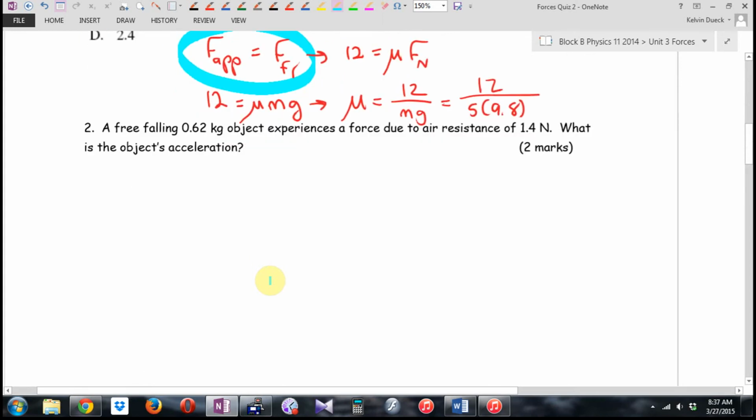Number 2, a freely falling object experiences a force due to air resistance of that. What's its acceleration? Any thoughts on how I might want to start this? I think I'm going to do a free body diagram. There it is. What are the forces acting on it as it's in free fall? Get the obvious one. Gravity. What else? Well, this question mentions one more. Air resistance. Which way am I going to point air resistance if we're accelerating down? Up.